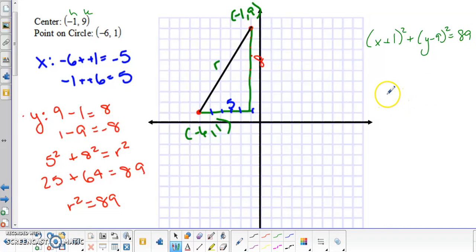Way too many people didn't know what they were doing on this one on the quiz and left it blank. You literally could have just done all of this part on the left because I'm given my center, and you could have just left the 89 blank because you didn't know what it was, and you still would have gotten some credit. Don't leave things blank.